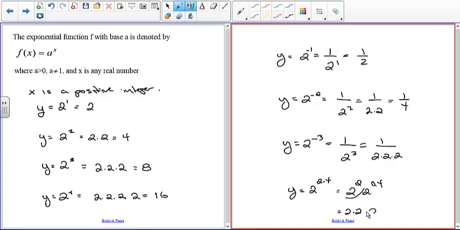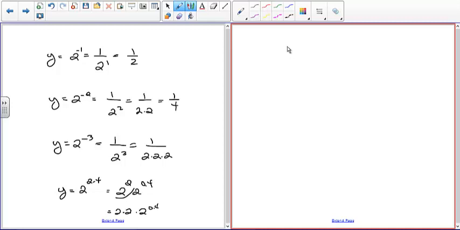So we have this 2 to the 0.4 power. What the heck does that mean? Well, there's a relationship between fractional exponents and roots. If I said what's 2 to the 1/2 power, that's the same as the square root of 2. If you have 2 to the 1/3 power, that's equal to the cube root of 2. And 2 to the 1/4 power is the 4th root of 2.